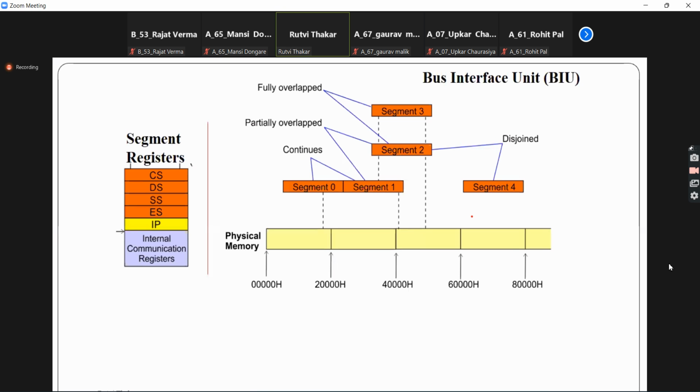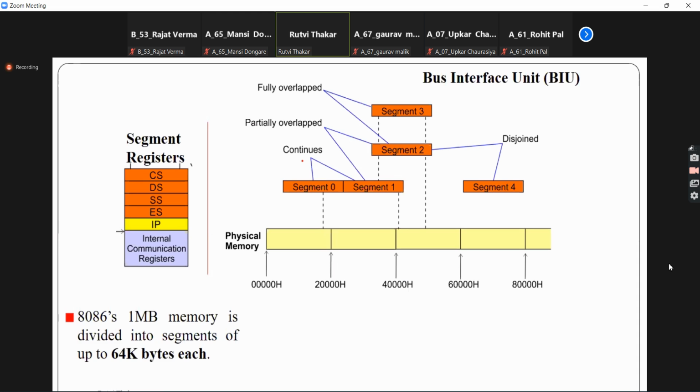Now there is a limitation. 8086 has only 1 MB of memory, so there is a chance that the segments are overlapped. So how to see that? How is it given? 8086 1 MB memory is divided into segments of up to 64 KB each. So now, can you divide 1 MB by 64 KB and tell me how many segments are possible?